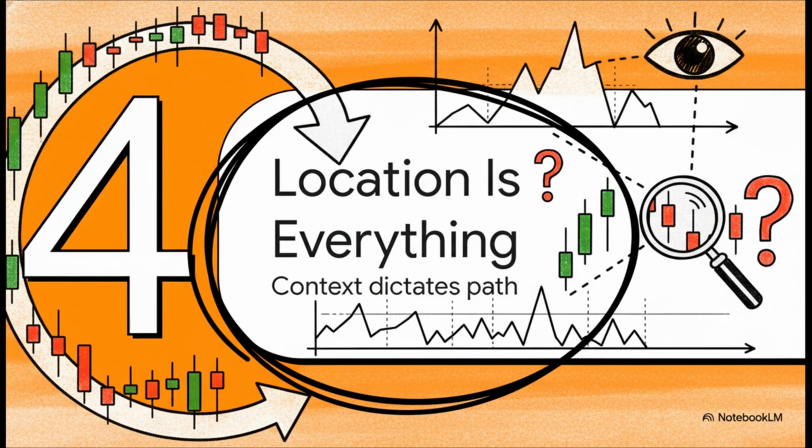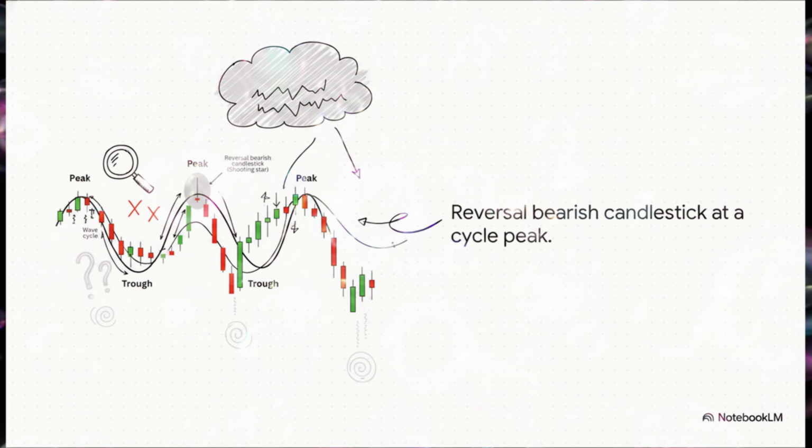Location is everything. Context dictates direction. This leads to a massive paradigm shift in how we read charts. According to the source material, a candlestick pattern means absolutely nothing, literally zero, without knowing its location within the cycle.